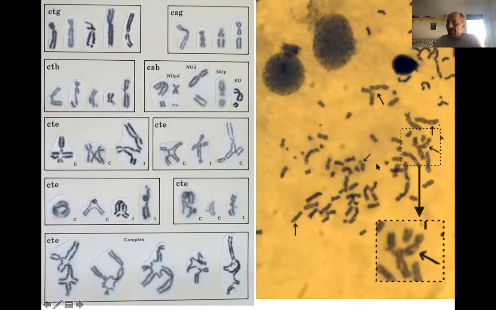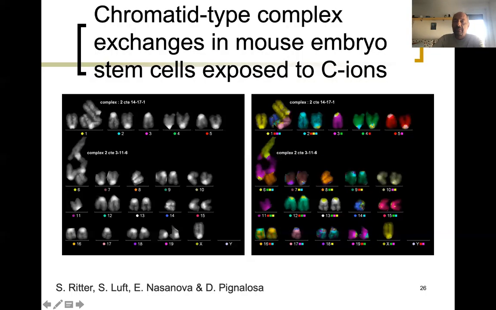You see another example here. And you can see them, of course, in different techniques. This is with mFISH, a complex type exchange in a mouse cell line. And I can tell you it's a mouse because the mice, unlike humans, all the chromosomes in a mouse are acrocentrics. There are no metacentric chromosomes. And you can see here a complex chromatid type exchange involving 3 different chromosomes. You see 14, 17, and 1.